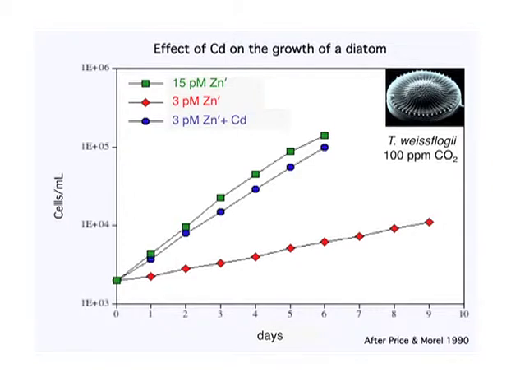And in green is a normal growth medium with sufficient available free zinc, 15 picomolar. If you lower that zinc to 3 picomolar, you find much less growth, much slower growth. And if you add back cadmium in the medium, you regain the growth rate. It's an interesting phenomenon. It implies that cadmium can replace zinc in some biological function. And it turns out that this phenomenon is particularly visible when you have low carbon dioxide in the medium.